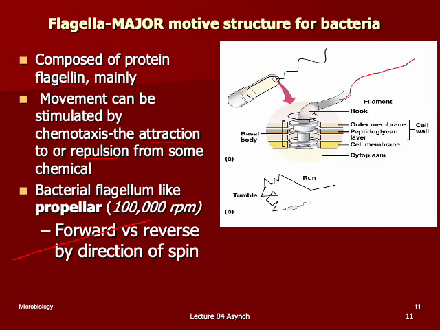So the bacterial flagellum is like a propeller on a plane, and it can go up to 100,000 RPM. So it's pretty amazing. You get the idea. And whether it goes clockwise or counterclockwise, forward or reverse, will dictate whether the bacterium goes forward or reverse. Just as an example, the bacterium is moving on a run here. Let's say it's spinning its flagellum like a propeller clockwise.